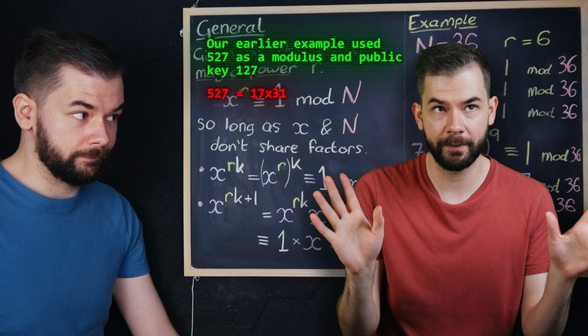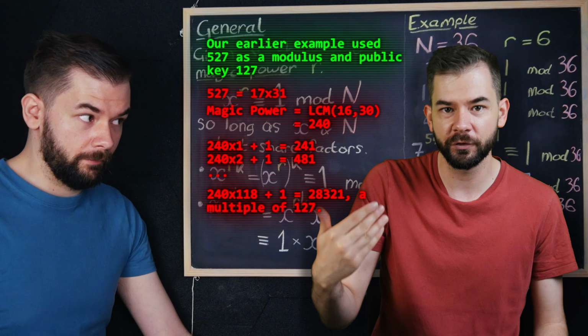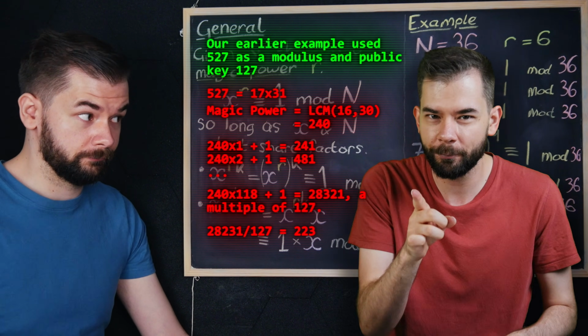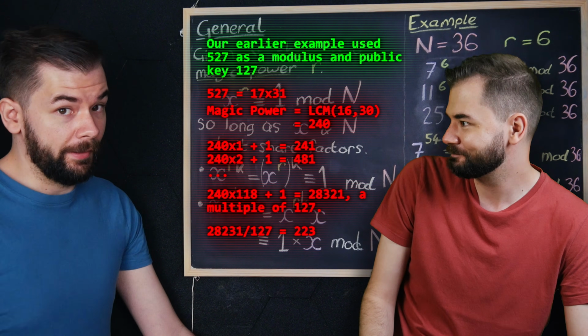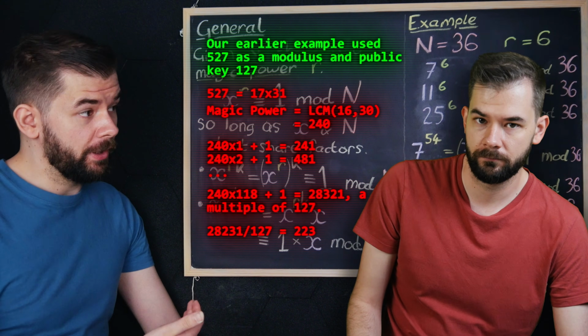The so-called magic power is 240. Take multiples of that plus 1 until we find a multiple of 127, then divide. Your private key is 223. And congratulations, you've broken our make-believe, really severely awful version of RSA.